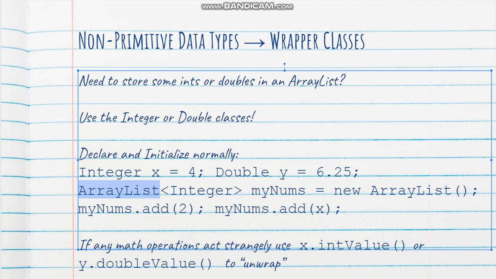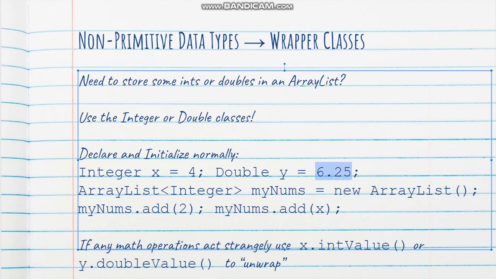And then you should be able to, you know, myNums.get whatever number and do whatever math you need to do with it. And if you're doing this and it acts strangely, then Integer has a method in the class called intValue that you can use to unwrap the number and use it like a normal primitive data type. And Double has doubleValue to unwrap the decimal value and use it like a regular number.